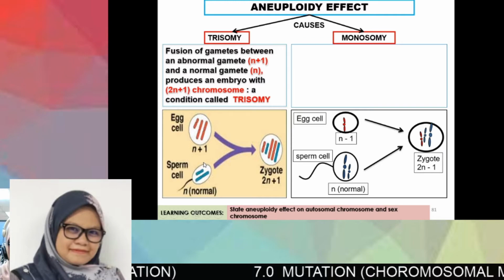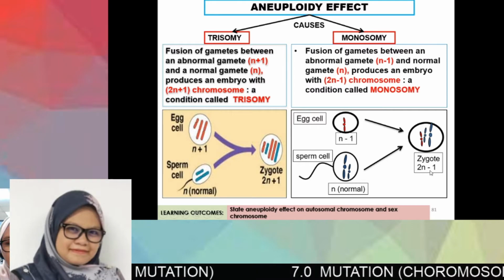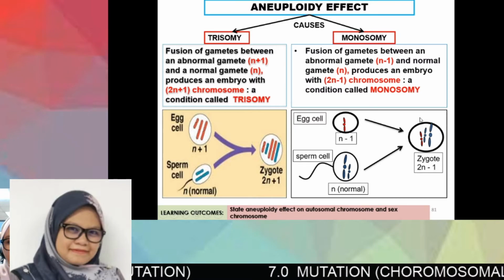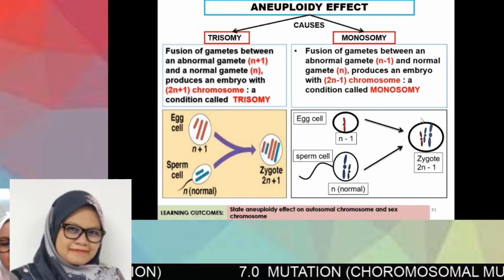And then monosomy is the condition where the gamete N-1 fuses or fertilizes with a normal gamete. So it produces the embryo with 2N-1. So this condition kita panggil sebagai monosomy. Okay. Euploidy effect in autosom. Kita cerita autosom dulu. Okay, kita ada dua case, trisomy dengan monosomy.